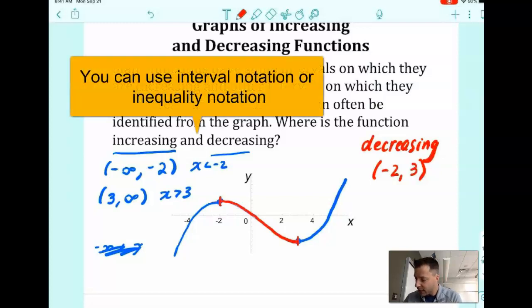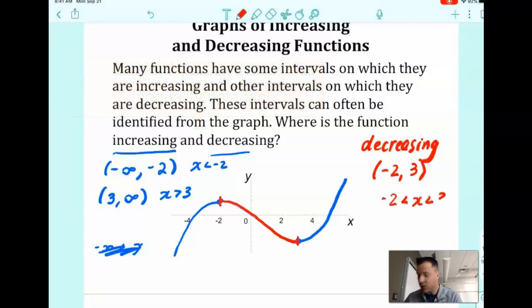You could also have said from -2 to 3. Now notice with increasing and decreasing functions, we're talking about those x values. We're not talking about the y values, the range. We're talking x only. Okay?